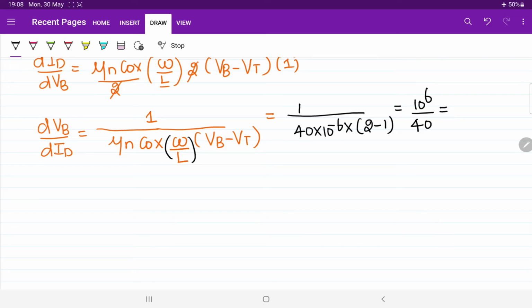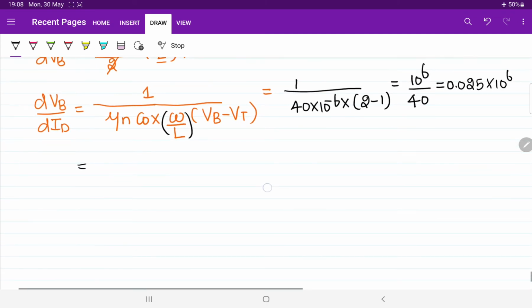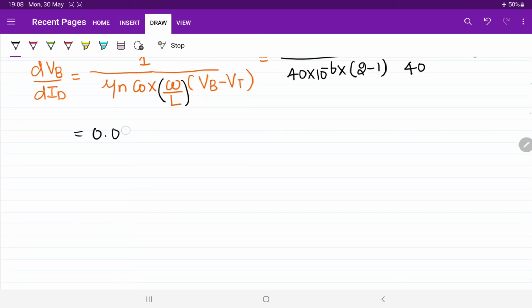From this, if I reduce 1 by 40, what is the value of 1 by 4? 1 by 4 will be 0.25. So 1 by 40 will become 0.025 into 10 power 6. Or I can also write this further. We got 0.025 into 10 power plus 6. So this can be further written as, I am going to break this 10 power 6 into two parts, 10 power 3 into 10 power 3. Passing one 10 power 3 inside means 0.025 will be multiplied by 1000, such that this will become 25.